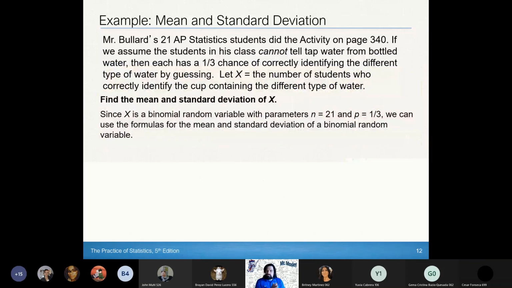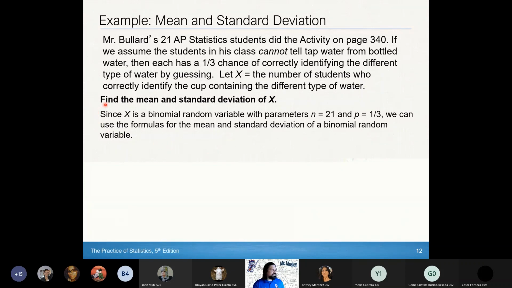So an example. Right. Mr. Ballard's 21 AP Stats students did the activity on page 340. Right. This is having to do with tasting the difference between tap water and bottled water. If we assume the students in his class cannot tell tap water from bottled water, then each has a 1 in 3 chance of correctly identifying the different types of water by guessing. Right. Let X equal the number of students who correctly identify the cup containing the different type of water.